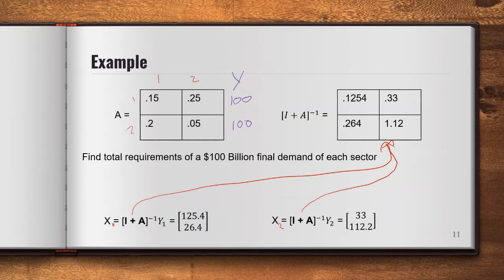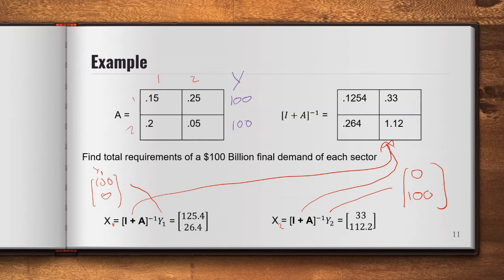In this case, Y1 is a vector which will be 100 for sector 1 and 0 for sector 2, and Y2 will be a vector of 0 for sector 1 and 100 for sector 2, because we are just interested in what the output of sector 2 will be. So this is how it will be, and to read this particular matrix, we are reading X2.